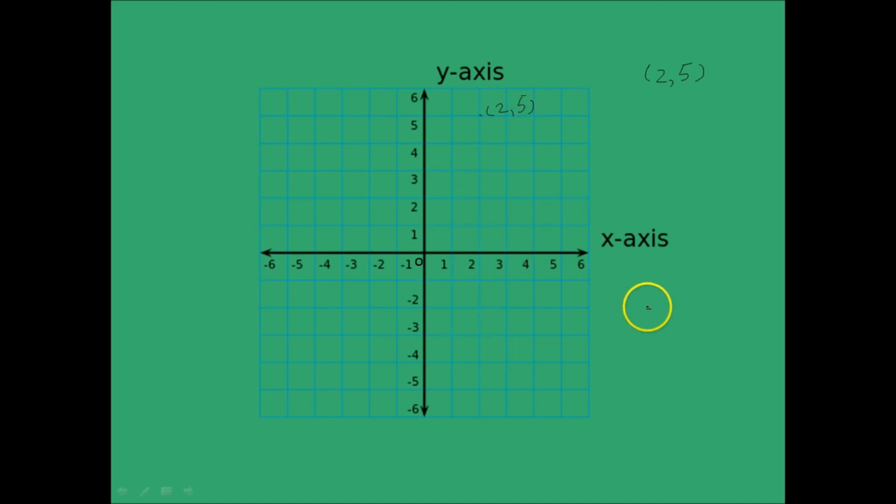Also, if you were to talk about (1, -2), that is 1 unit in the positive direction from the y-axis and 2 units in the negative direction from the x-axis. And so therefore 1 in the positive and 2 in the negative. So that is (1, -2).